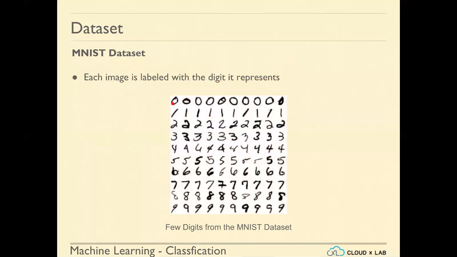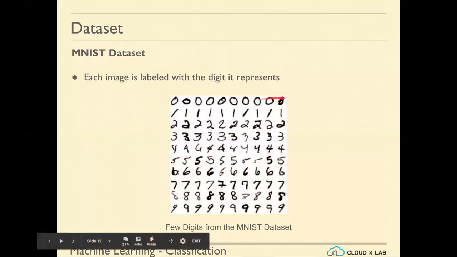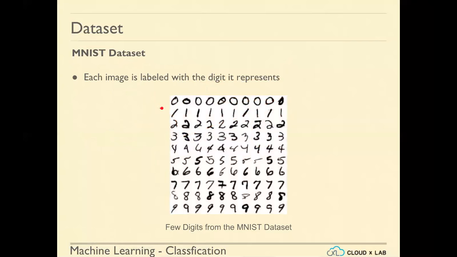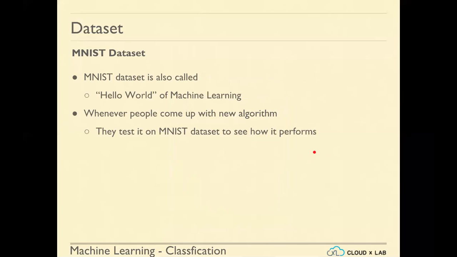Our data set is like this. There are 70,000 such images. The MNIST dataset problem is also called the Hello World of Machine Learning. Whenever people come up with a new algorithm, they test it on the MNIST dataset to see how it performs.